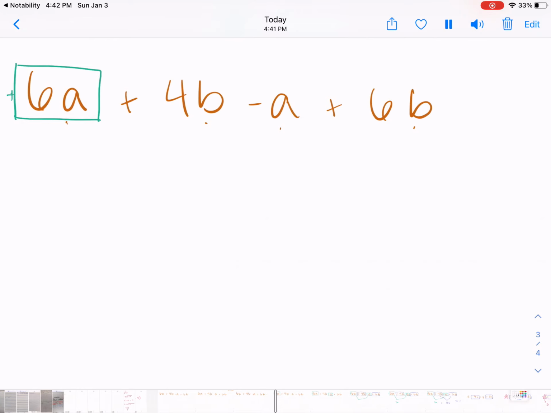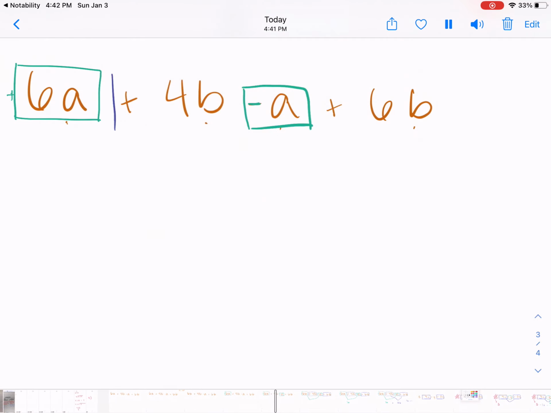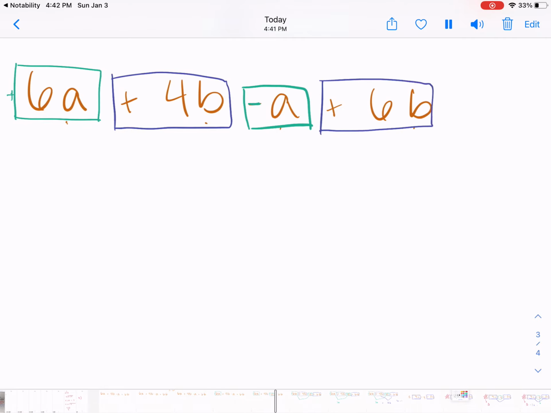I'm going to look anywhere else for an A. I see an A right here, but let's not forget to include that negative right here. Now this minus or negative works the same way, so I'm going to keep it with that. Anything that is in front of it goes with the variable. Okay, so I have a 6a minus a, and I also have some b's here. I have a positive 4b and a positive 6b.